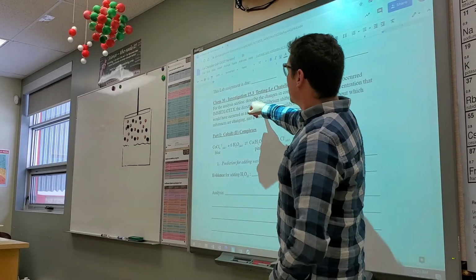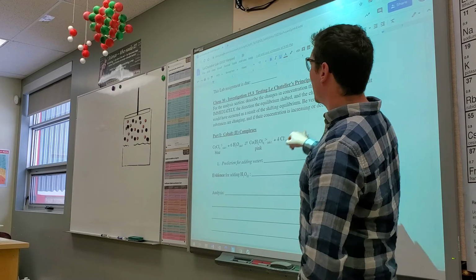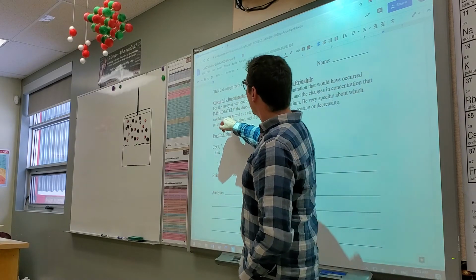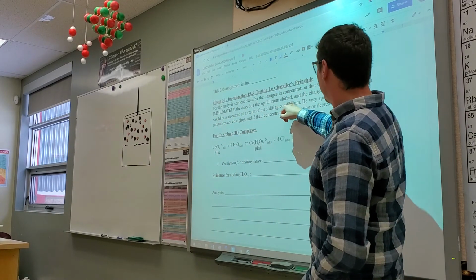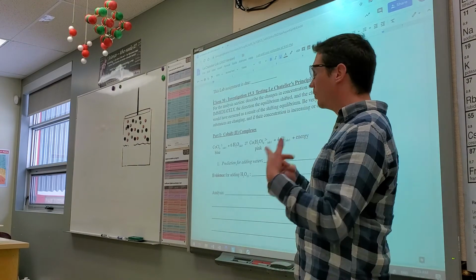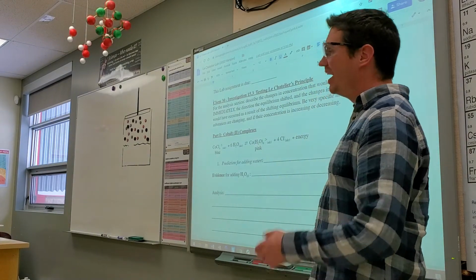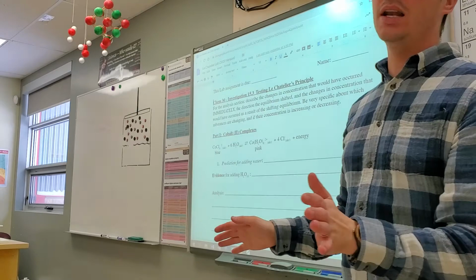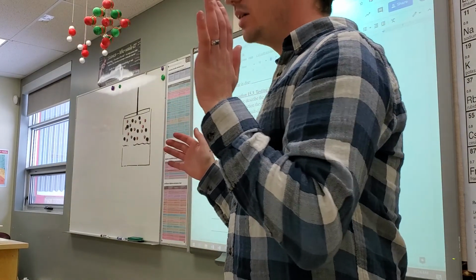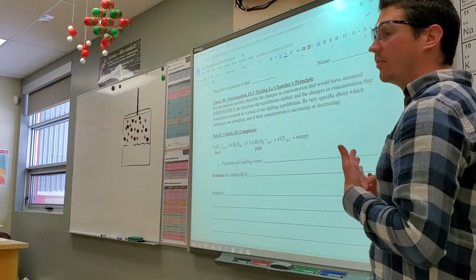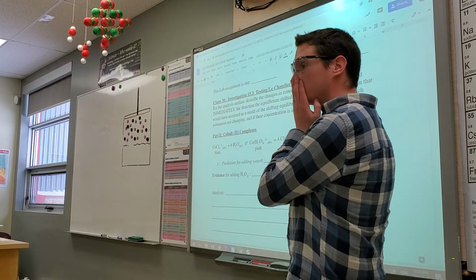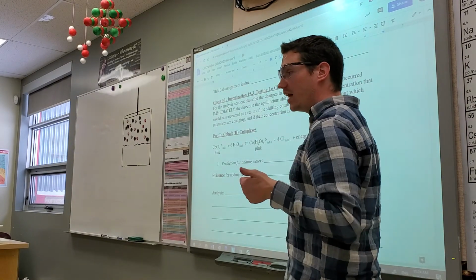For your analysis, describe the changes in concentration that would have occurred immediately, the direction the equilibrium shifted, and the changes in concentration that would have resulted from the shifting equilibrium. Is that not the exact same thing we've done 9 times already? Yes. Okay, so you should be very well prepared to do that, just as your analysis, right? Are we okay with that?